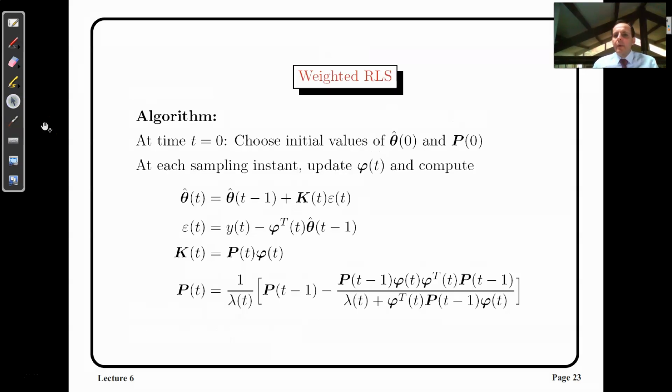And we also briefly examined the case of the weighted least square. So weighted least square means that we are introducing a matrix and also a factor allowing to forget the oldest data. This allowed to track time varying parameters, so it's quite important, this approach.